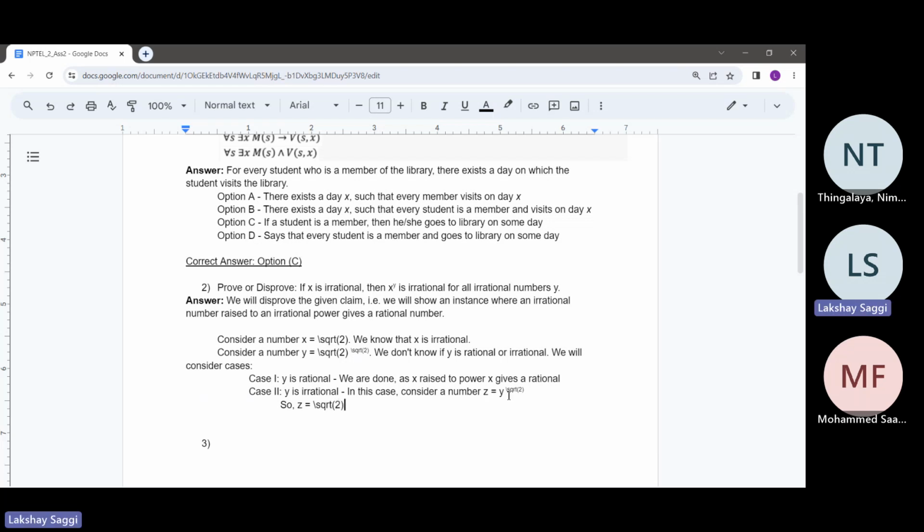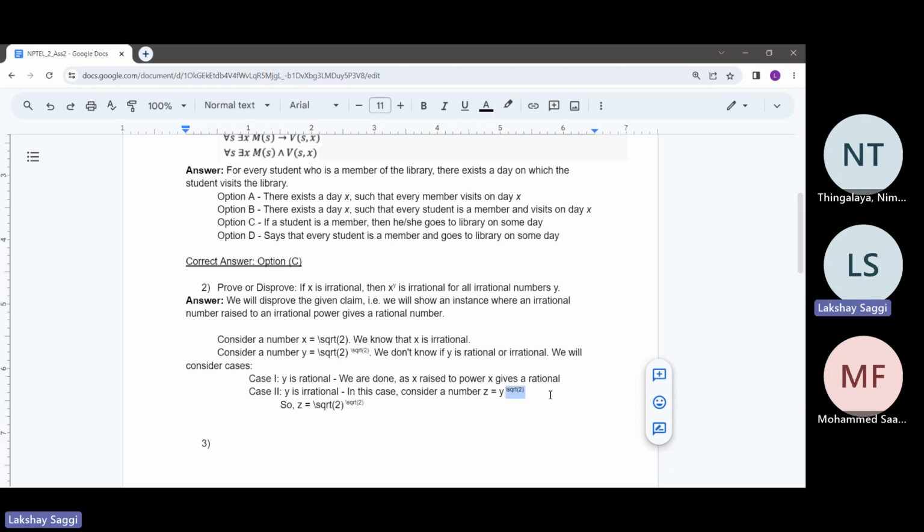So putting in y as root 2 raised to the power root 2, Z just becomes root 2 raised to the power root 2, and which is again raised to the power root 2, because this was y, and we are raising this y again to the power root 2.